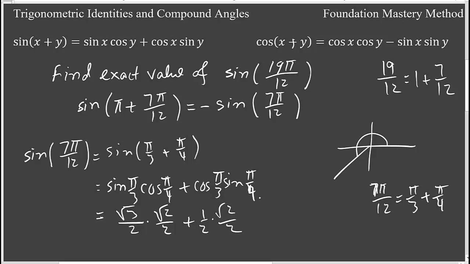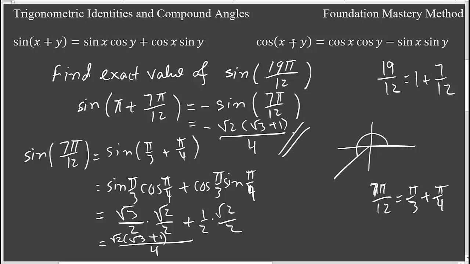So then, as before, like the other example we had, you can put a 4 here, and you can factor out radical 2. So we end up with radical 3 plus 1. So when you put it back in the problem, you just have a negative in front, and then you have radical 2 times radical 3 plus 1 over 4. This is our final answer.